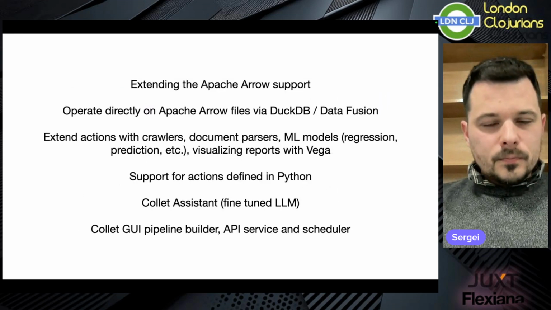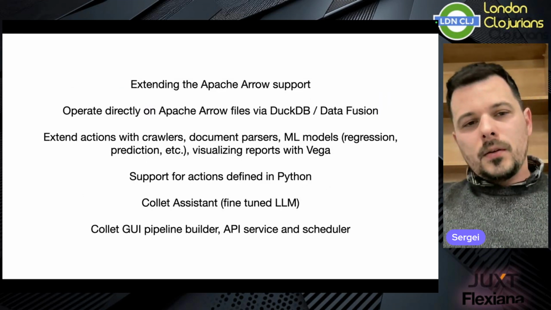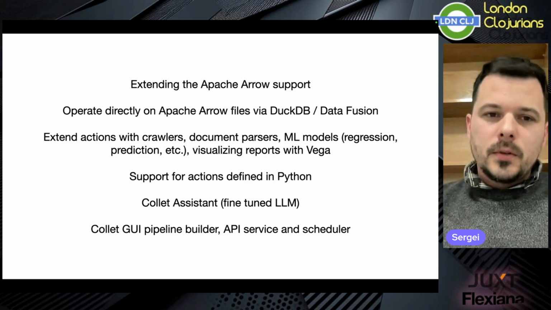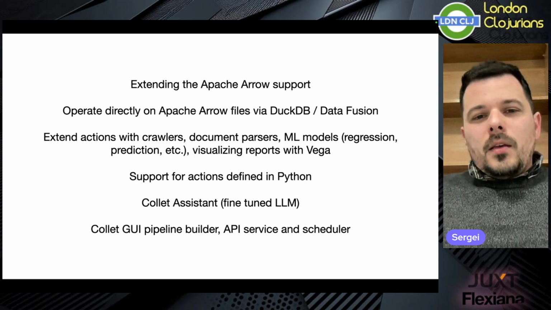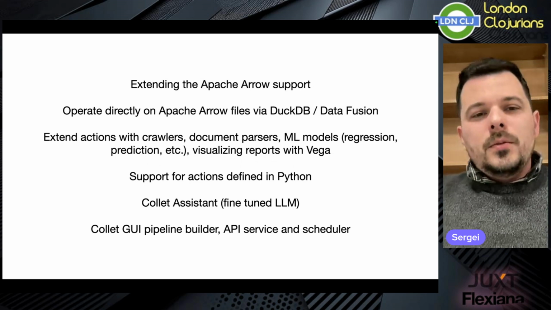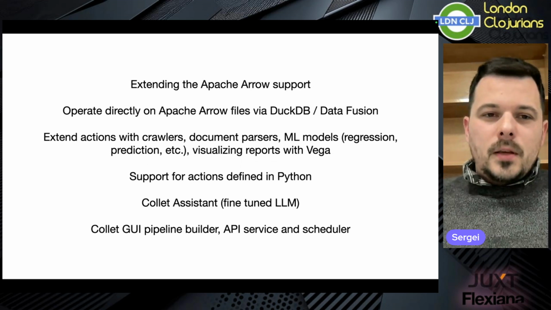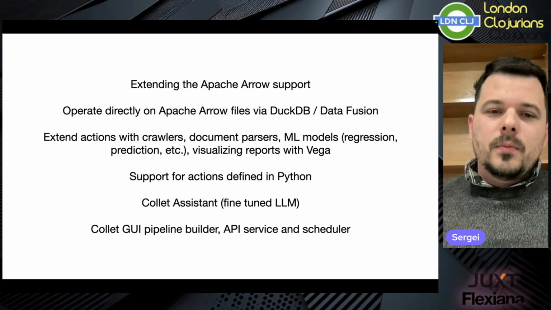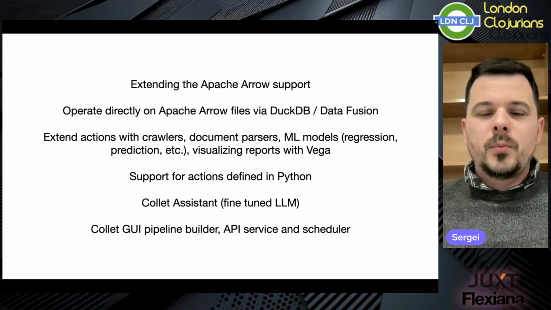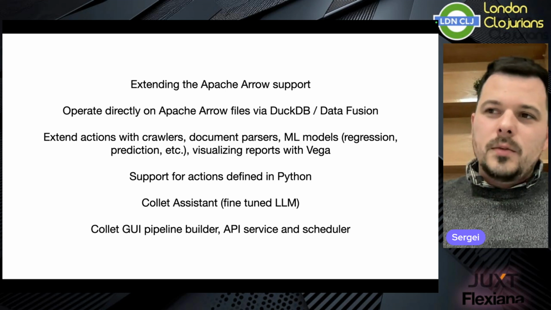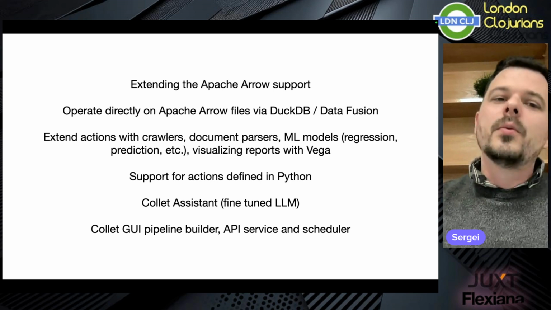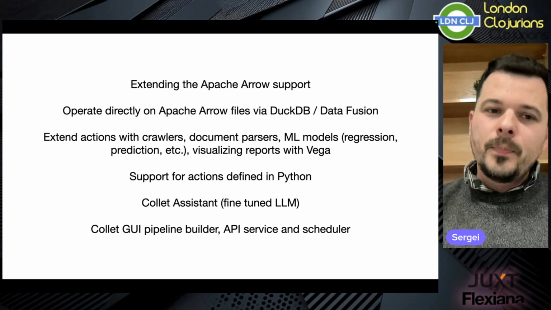And lastly, I want to mention that Colette is still in the active development phase. What we are going to do next is extend the Apache Arrow support. If you remember, I said that nested data structures are not supported. So we are going to support that, so you don't have to worry about the shape of your collections. You can just throw everything at Colette and it will figure out how to deal with it efficiently.